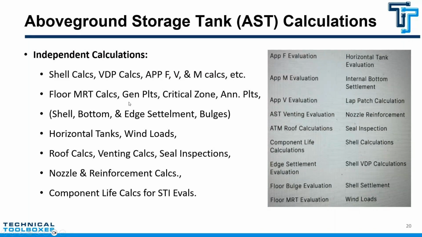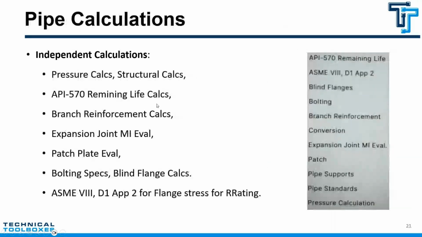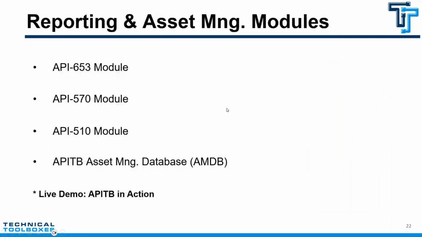Dividing it up according to the code. General plates, critical zones, annular plates. Shells, bottom and edge settlement bulges. Horizontal tanks again. Roof calcs, nozzle, component life calcs for STI evaluations, okay? So pipe calcs. And so here's all the list of calculations that, again, you can re-rate piping here. So all this for calculations for you engineers and those who are pretty savvy at doing the calculations. So let's take a look now.